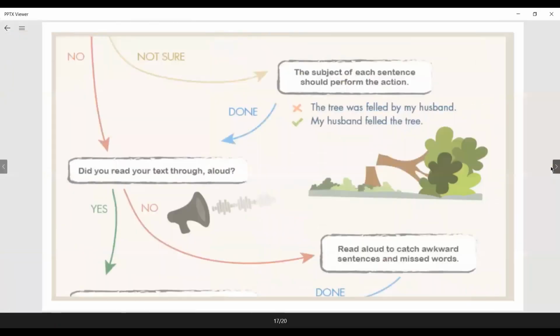So next, the subject of each sentence should perform the action, as we have discussed. Did you read your text through aloud? Read aloud to catch awkward sentences and missed words. When you read it aloud, leave your text for a while and then recheck and read it again after 2 or 3 minutes, you will definitely find a few errors and mistakes, or maybe you want to add 1 or 2 sentences or words to make it more relevant.